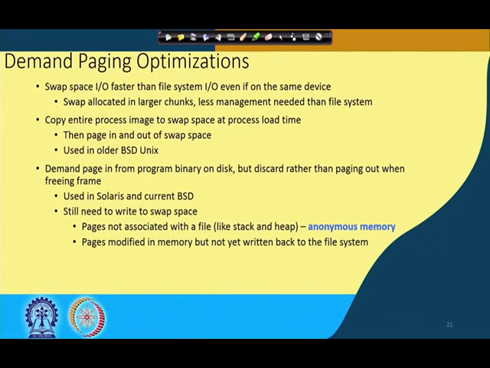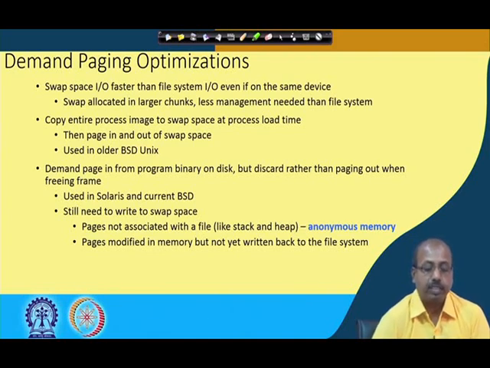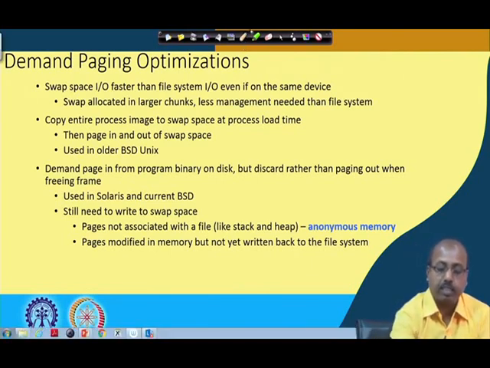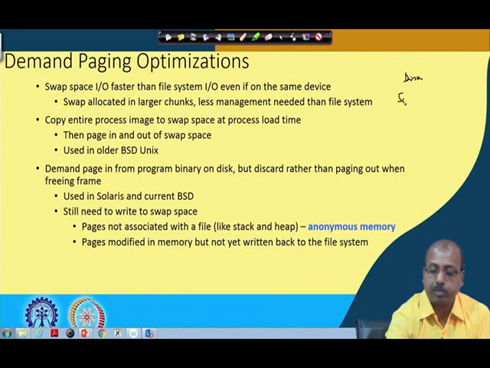So, these are the optimizations that we can do in a demand paging environment. First of all, swap space IO is faster than file system IO, even if on the same device. The swap space, where these process pages are loaded, is on the disk. This particular disk is known as the swap space or swap disk. In the disk we have some portion defined as swap space, and the other portion holds the normal file system. They are held on the same disk.